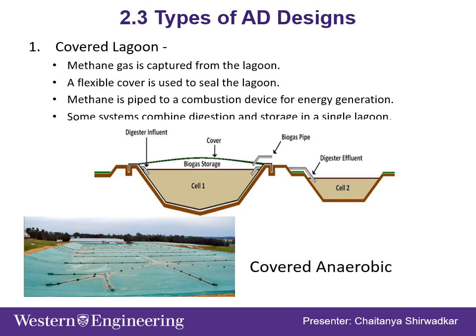The lagoon itself is divided into at least two cells, allowing for continuous operation while one cell is being cleaned or maintained. This diagram shows the flow of materials through the system, where the organic waste, or digester influent, enters the lagoon, then the biogas produced rises to the top and is collected through the biogas pipe. The treated organic matter, or digested effluent, exits the lagoon after completing the digestion process.